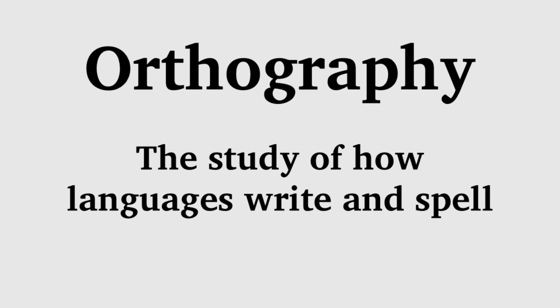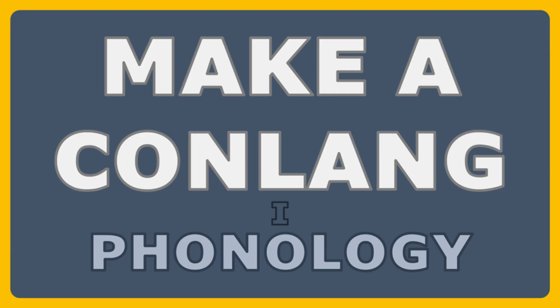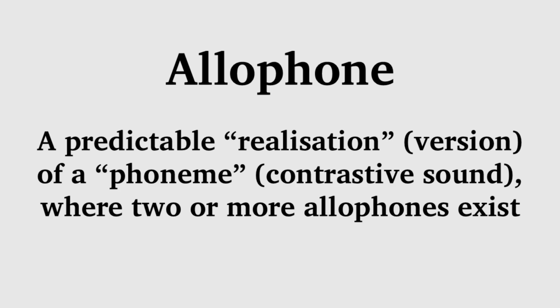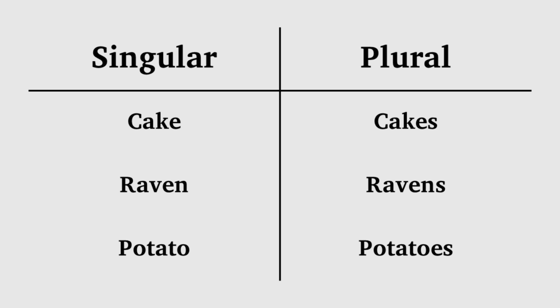Orthography refers to the way systems of writing and spelling work. This is going to be the focus of today's episode, but just before we get into it, I'd like to make a small correction. In the last episode, I stated that an example of allophony in English is seen in the plural s, sometimes being pronounced s, as in cakes, and sometimes z, as in ravens.